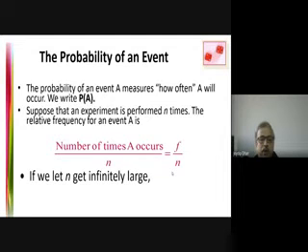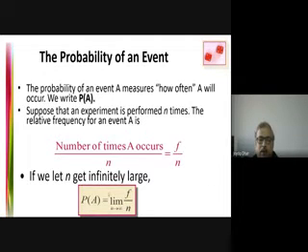So if we let n get infinitely large, then P(A), the probability of A, is the limit of this relative frequency. If I take the limit of the relative frequency as n becomes very large, this becomes the probability of the event A.